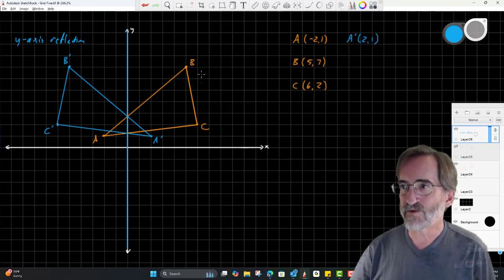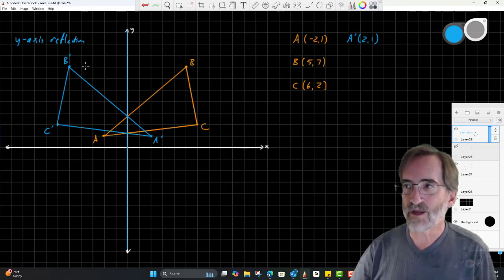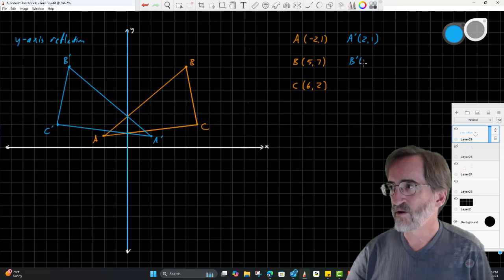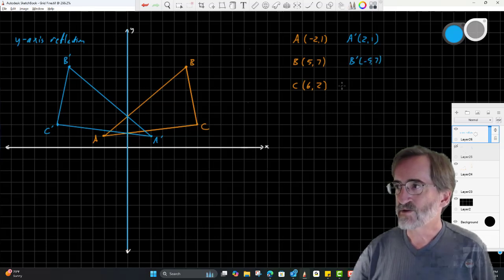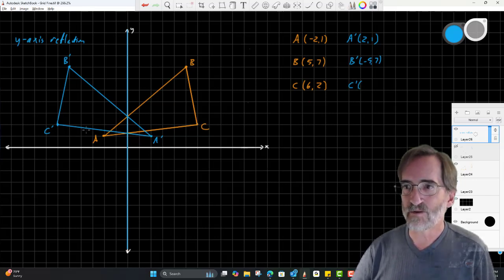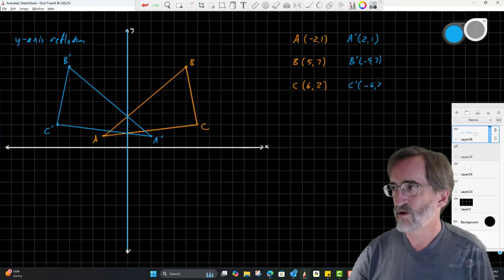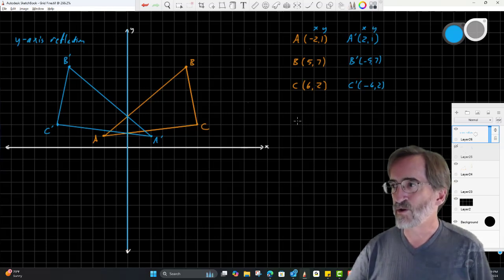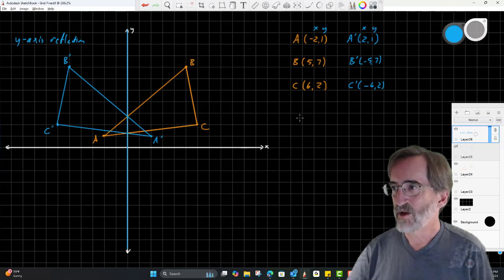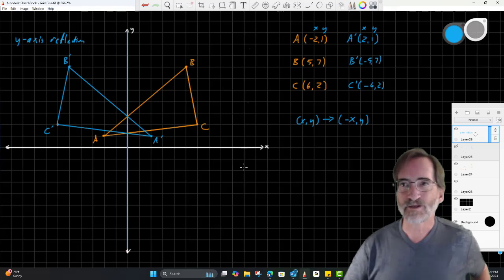B is at 5, 7. B prime is at -5, 7. C is at 6, 2. C prime is at -6, 2. So what has changed? The x's have all changed signs from negative to positive, positive to negative. The y's have all stayed the same. And so in transformation notation, (x, y) has become (-x, y). Okay? So that's a y-axis reflection.